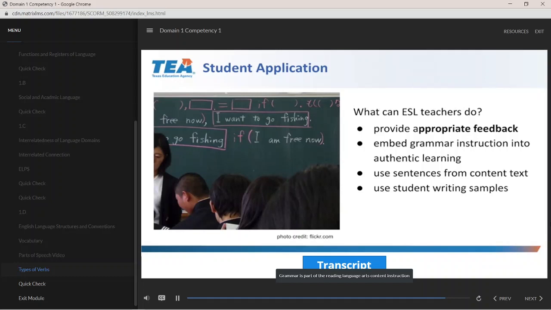Grammar is part of the reading language arts content instruction in grades K through 12. However, English learners at the beginning or intermediate levels of listening, speaking, reading, or writing in grades 3 or higher may require accelerated learning of English grammar. Instruction must be focused, targeted, and systematic in accordance with the English Language Proficiency Standards, or ELPS. Domain 2 further elaborates on accelerating instruction for students with individual differences.